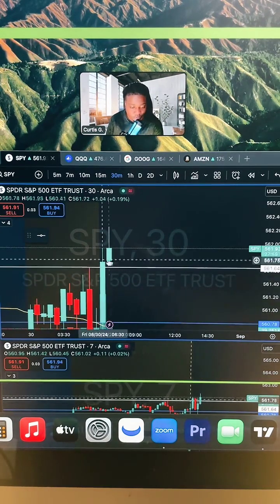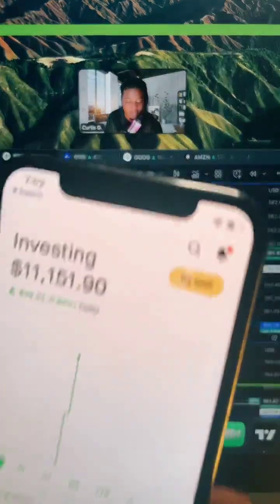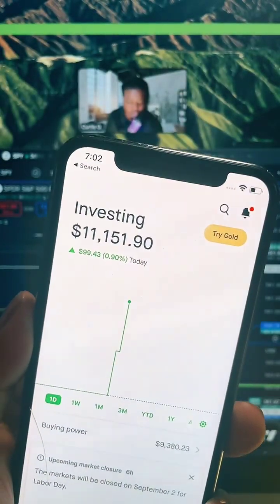Even though we got some retracement right now, remember, we're already out of the trade. So we already got in and out that fast, already out of the trade right there.